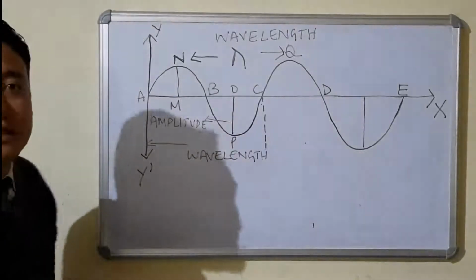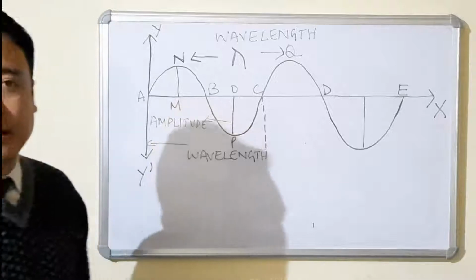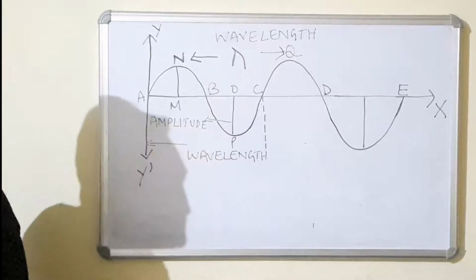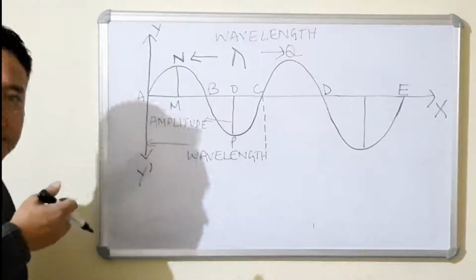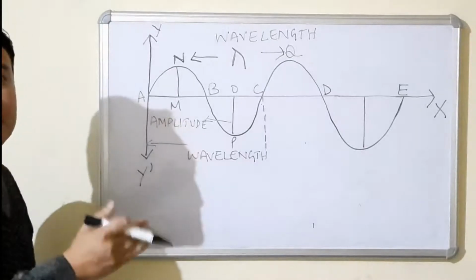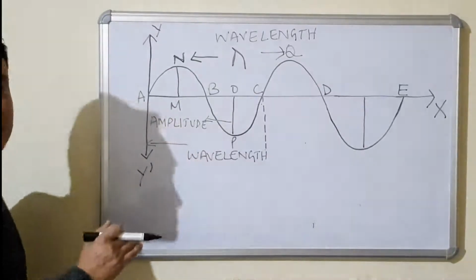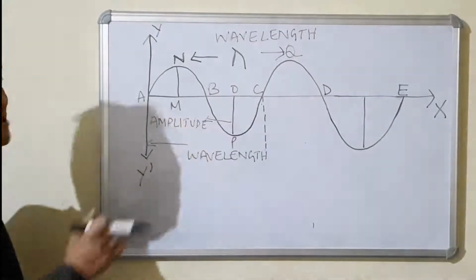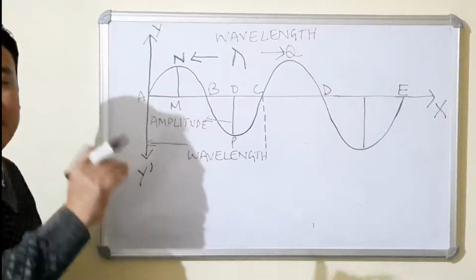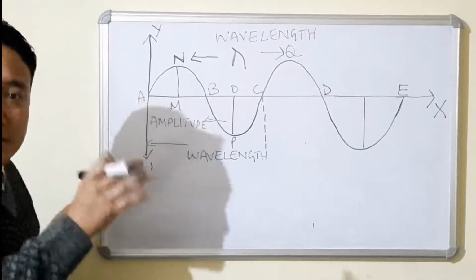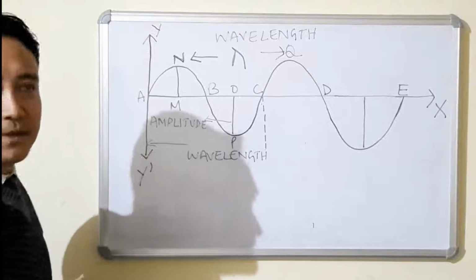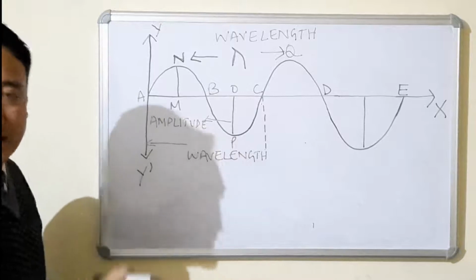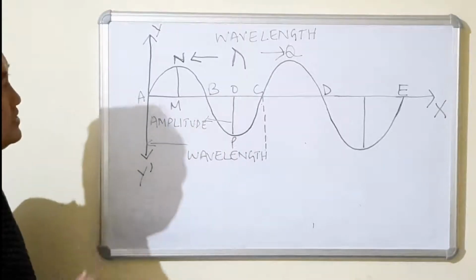First, we will discuss the term oscillation. Oscillation is the to and fro, which means forward as well as backward. The to and fro motion of a particle from the mean position is known as oscillation. The mean position means the position of rest. So the to and fro motion of a particle from the mean position is known as oscillation.